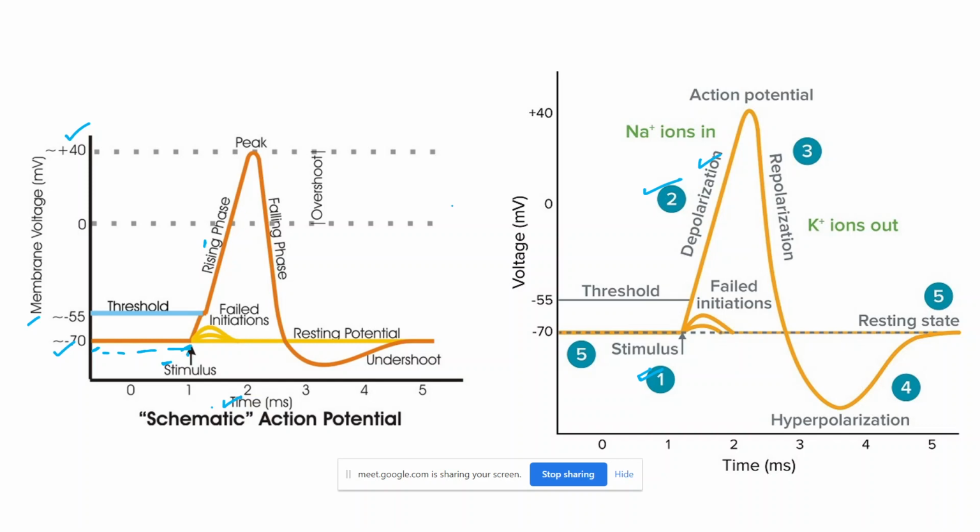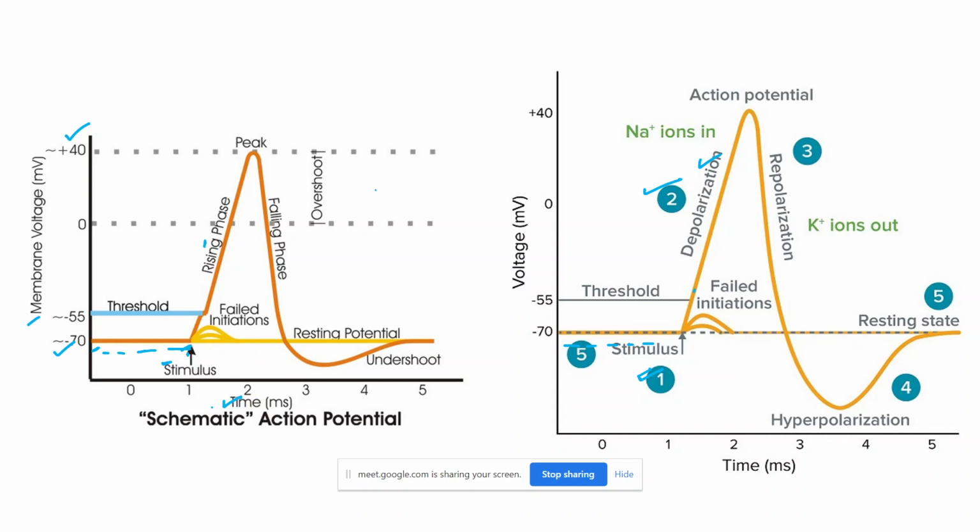Why rising phase? Because the potential is rising from minus 70 mV to somewhere around plus 30 to plus 40 mV. And depolarization because the polarization state of the membrane, whatever it was before, is broken. It's depolarized. It's not the same as what it was before. It is something new now, it is different now. That is why it's called depolarized, and that is why it's rising now.